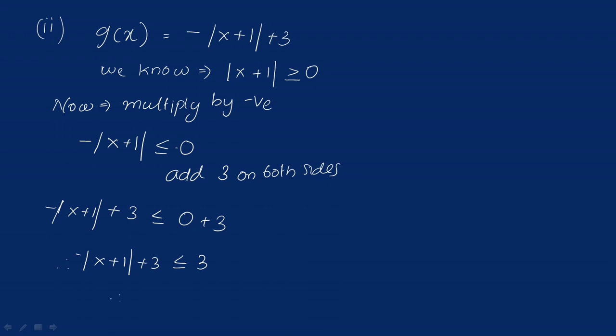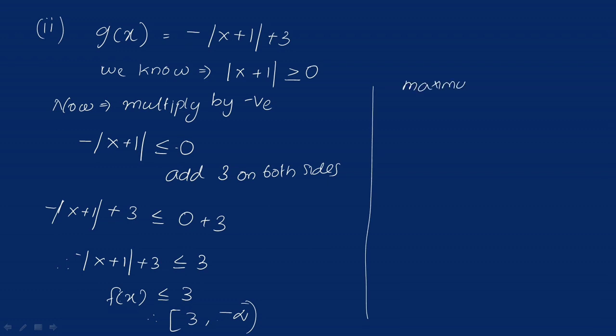What is minus of mod x plus 1 plus 3? That is g of x. So g of x is less than or equal to 3. So the interval is from minus infinity to 3, and the maximum value will be 3, and the minimum value, we don't have a minimum value, that is no minimum value.